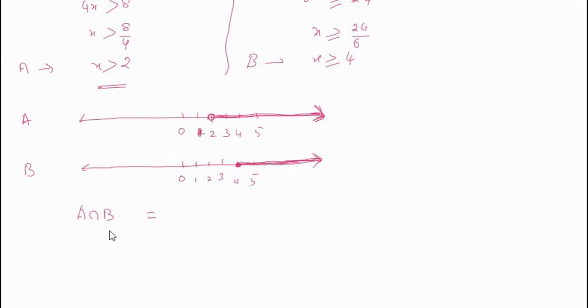So A intersection B is the common between these two solution sets, that is x greater than or equal to 4. Or you can represent this such that A intersection B, that set is x such that x is greater than or equal to 4, x belongs to real number.